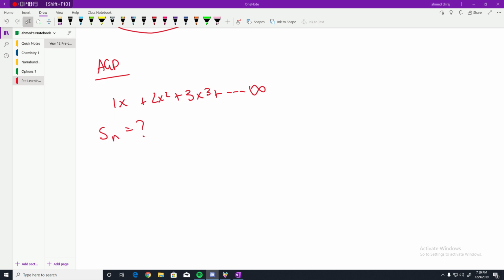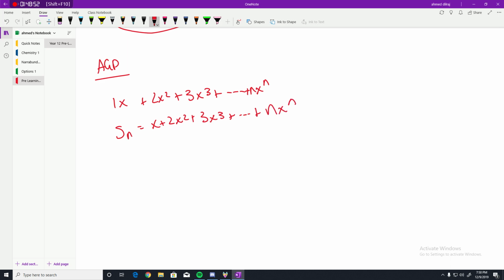Since we don't have much time, I just waited till the first person did it. Let's just do it and see how far everybody gets. This is obviously going to go till n, so it's nx to the n if we give it the nth term. We're going to call this Sn, equal to x plus 2x squared plus 3x cubed plus... And by the way, this gets really messy towards the end.